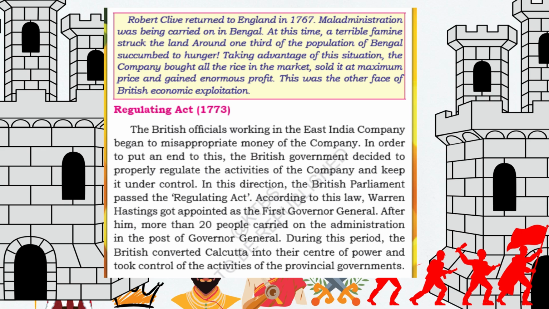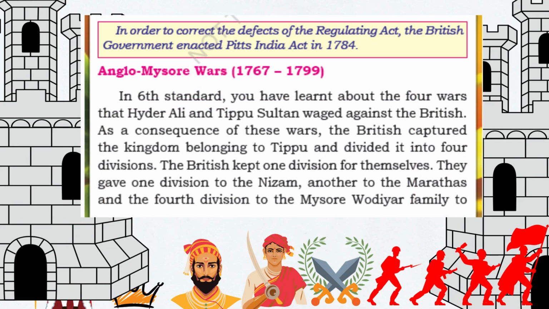After him, more than 20 people carried on the administration in the post of Governor-General. During this period, the British converted Calcutta into their center of power and took control of the activities of the provincial governments. In order to correct the defects of the Regulating Act, the British government enacted Pitt's India Act in 1784.